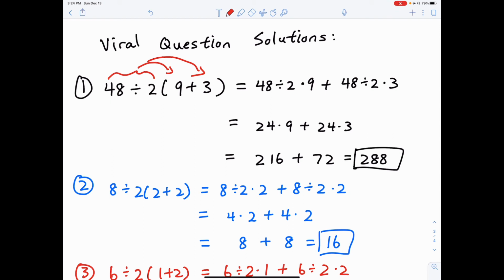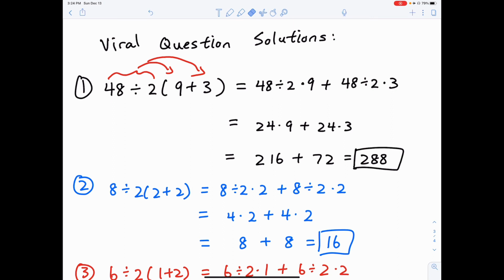So if we go from order of operations, whenever we have division and multiplication happening at the same time, we go from left to right by convention. So for this one here, 48 divided by 2 gives me 24 times 9, plus 48 divided by 2 again is 24 times 3, and we come to the answer of 288.